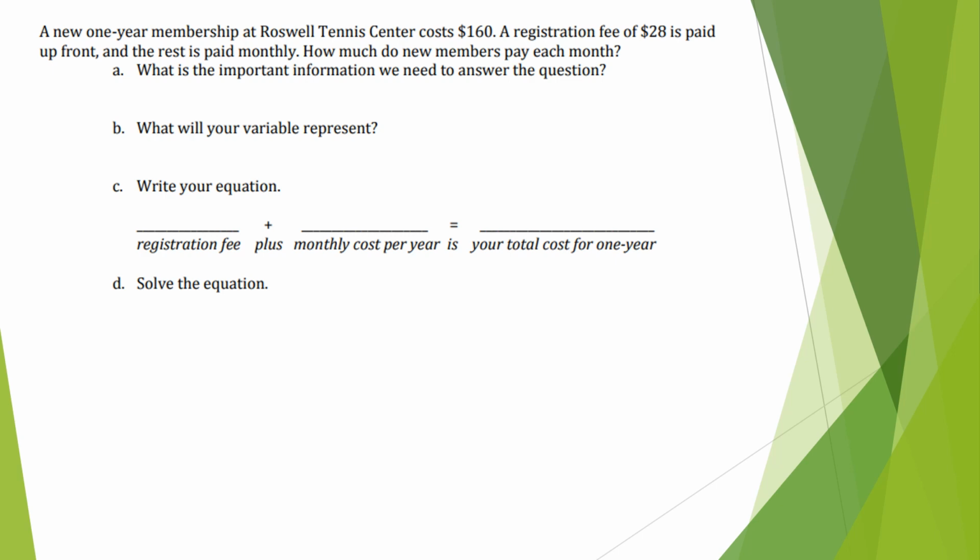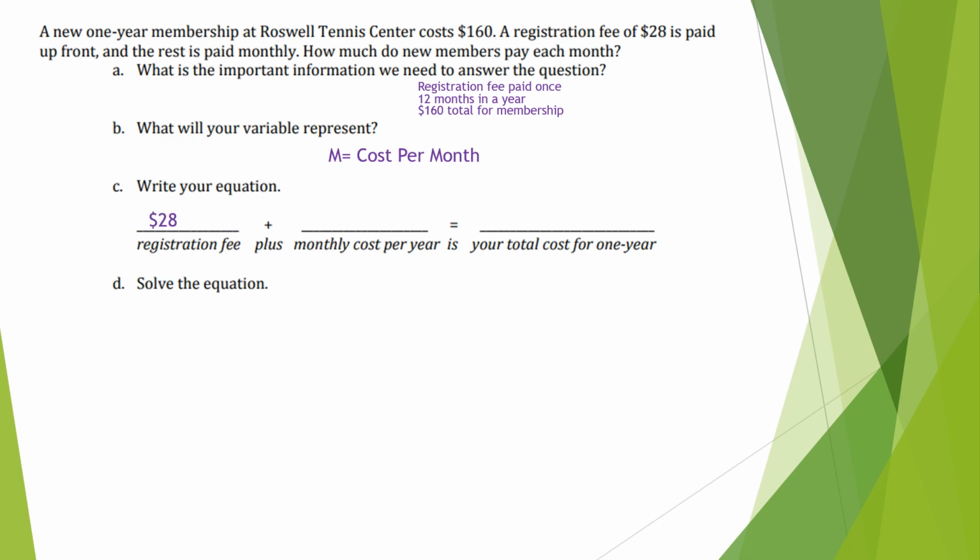What is the important information that we need? We need the registration fee paid once. We need 12 months in a year. We need $160 total for the membership. So what will our variable represent? We need to know how much they are paying each month, so we're going to look at M for the cost per month.